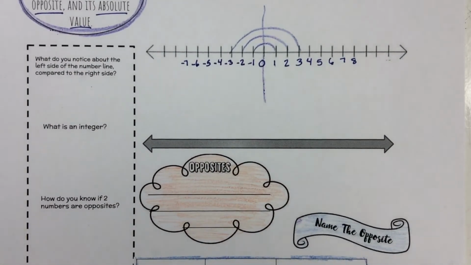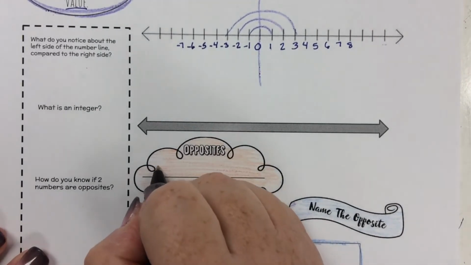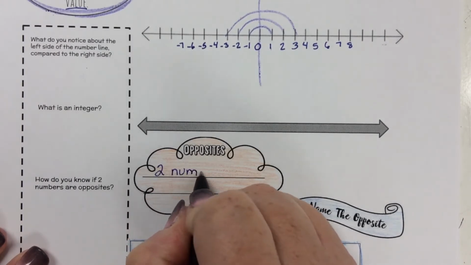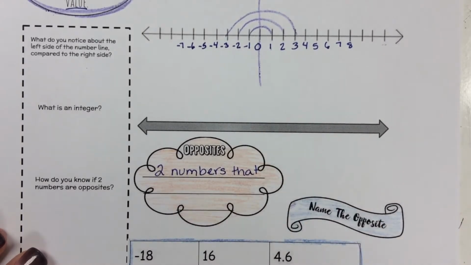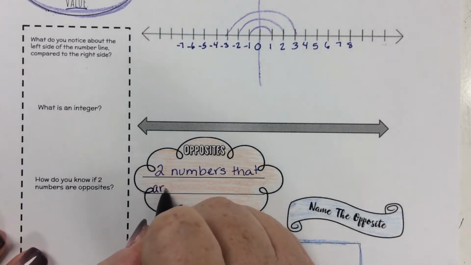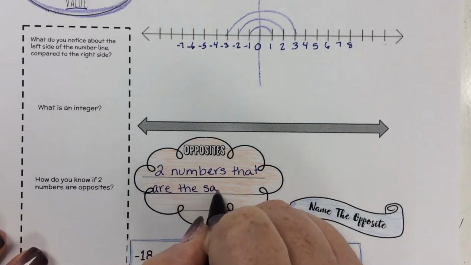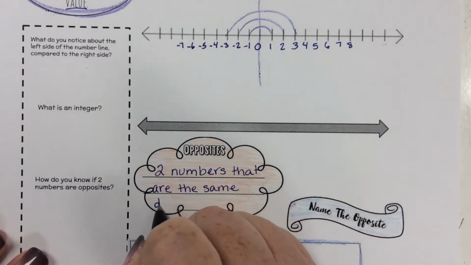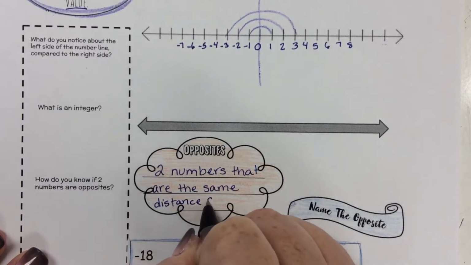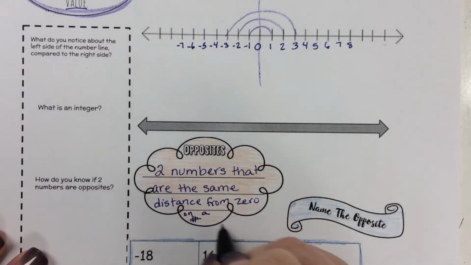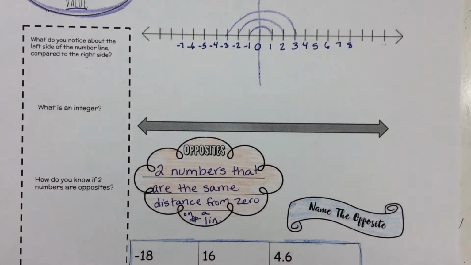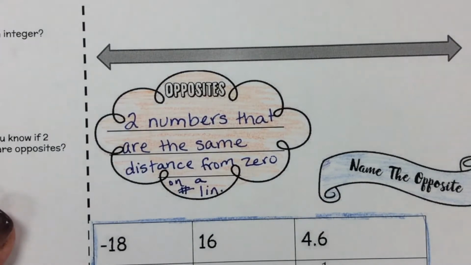Isn't it kind of crazy that we have words that are opposites, hot and cold and high and low, right? But fast and slow. But numbers have opposites too. So opposites are two numbers, make sure you're writing this down, that are the same distance from 0 on a number line. On your paper, the symbol that looks like a hashtag means number. So opposites are two numbers that are the same distance from 0.